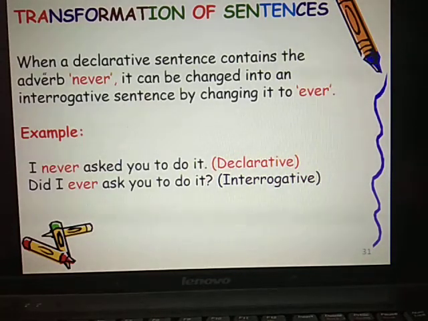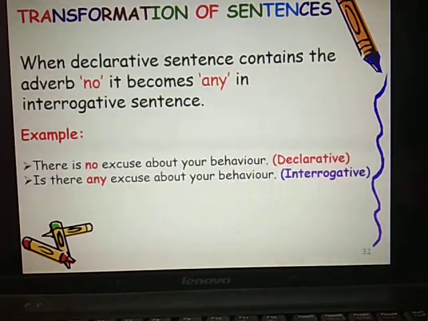When a declarative sentence contains the adverb never, it can be changed into an interrogative by changing it to ever. So whenever you find a never word, which is an adverb of degree, there we will make it ever to change into interrogative. Like, I never asked you to do it. It's a declarative sentence. So when we make it into interrogative, did I ever ask you to do it? So you should make such changes.